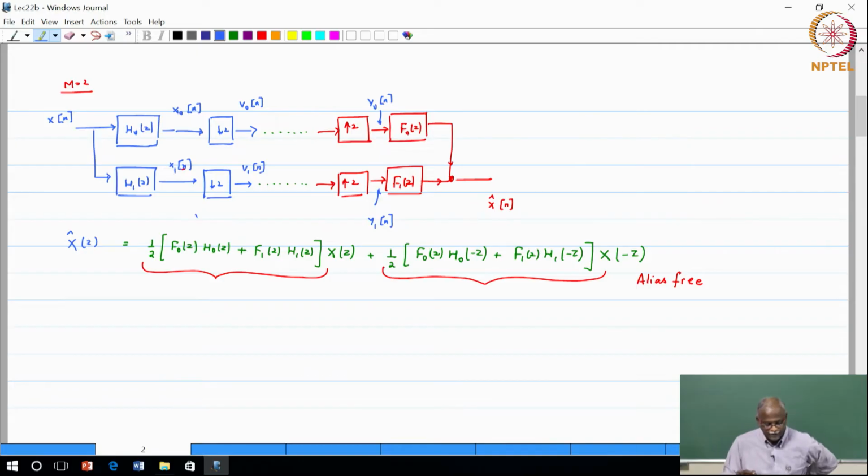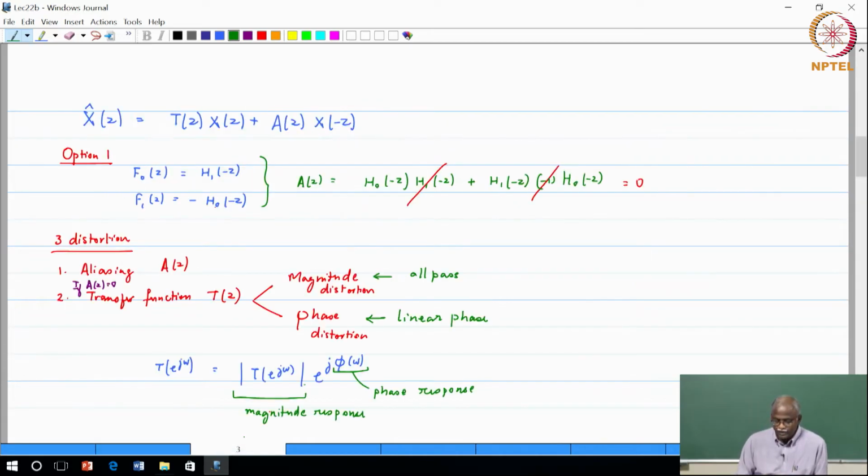Now we showed for this case that the output reconstructed signal or the recombined signal to be equal to a transfer function which we can write as T of Z. T of Z is the signal transfer function, and the next one is the aliasing transfer function, A of Z. Now if A of Z is set to 0, then we get alias free condition, and that is something that we had already looked at, because there was one choice of filters that showed that the aliasing can be cancelled. And again, this is something that I am sure you can try out.